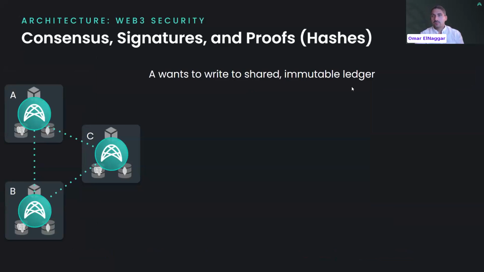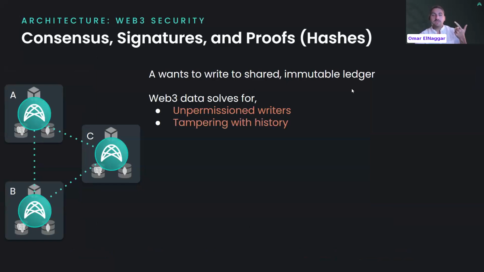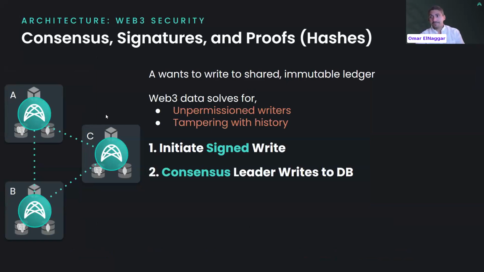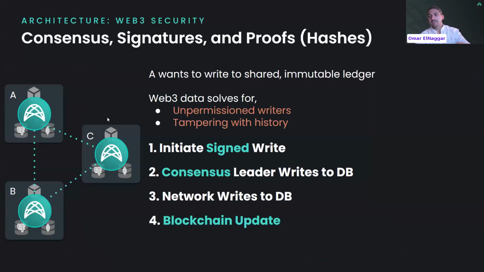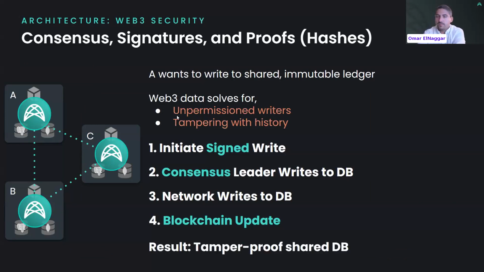So when it comes to Web3, we say that what we're trying to do is establish a shared immutable ledger. And the problems that we are dealing with are when you have unpermissioned writers trying to write to a database, and when the participants try to tamper with history. And the general idea of most consensus mechanisms is that, let's say A over here is going to go and initiate a write to the network. B and C will acknowledge that A is doing some writing over here, and then they'll all update their local databases, and then they'll go and update a blockchain, which is a way to ensure that we all maintain this shared history and that nobody can tamper with it.